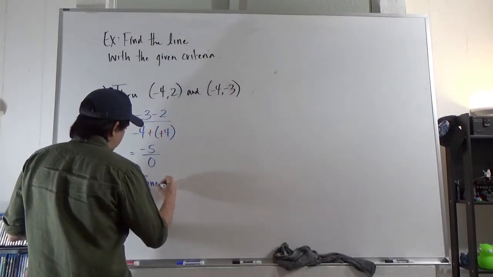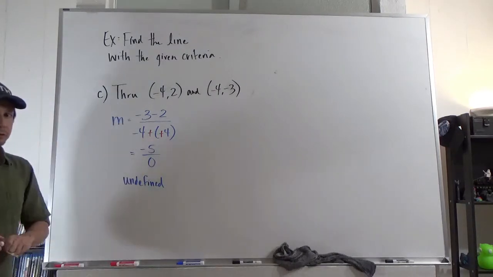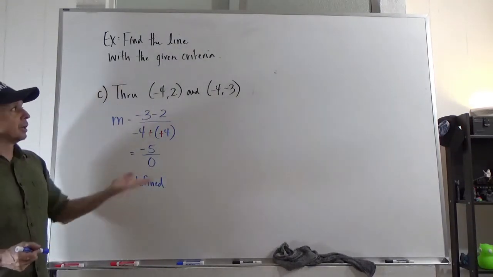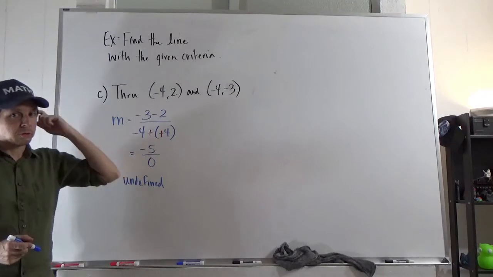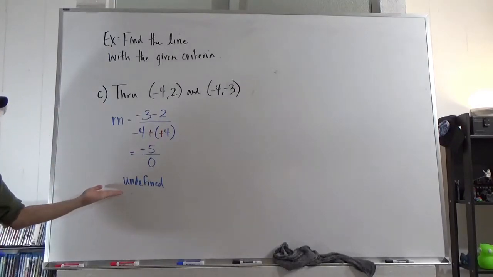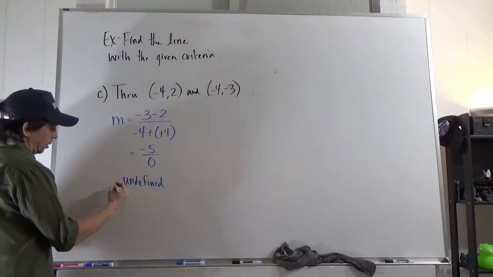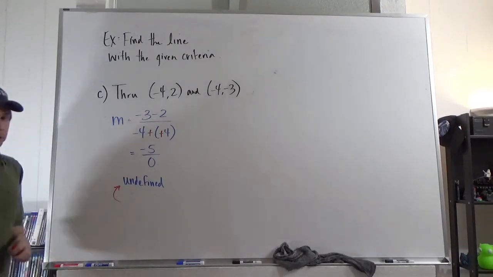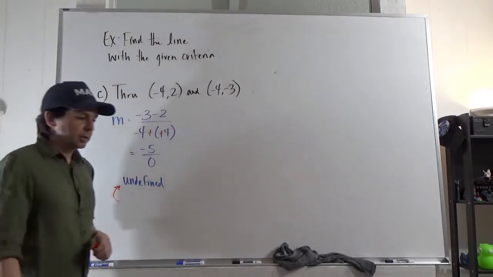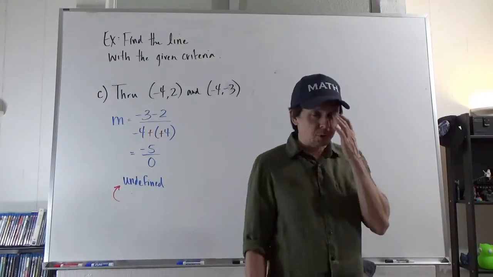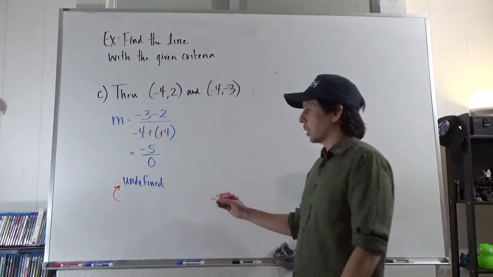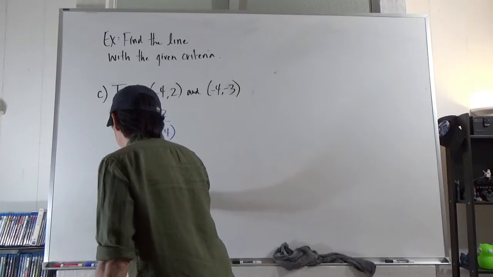However, you are not done. They didn't want to just find the slope. They wanted the equation of a line, and there is an equation of a line that goes through these 2 points. The fact that we got undefined slope just tells us that it is a special case. It's one of the special cases of horizontal or vertical lines. I would go flip through your notes to make sure you know which one it is when it has undefined slope. This is a vertical line.